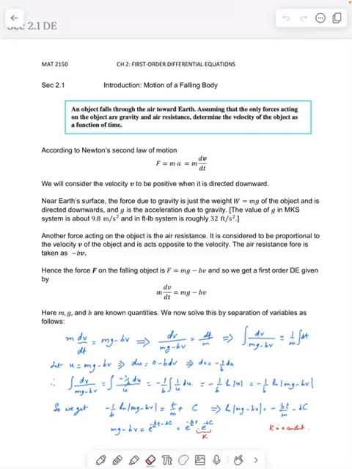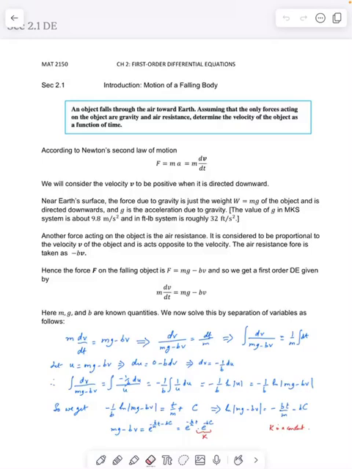So the situation is that we have an object that falls through air toward Earth. Now remember, something can be coming from up there, or it can be thrown upwards and it eventually comes back. So assuming that the only forces acting on the object are gravity and air resistance, determine the velocity of the object as a function of time. This is our real life problem. Now we are going to convert it into a mathematical model, or a mathematical equation, and then we need to solve it to understand what the velocity will look like.